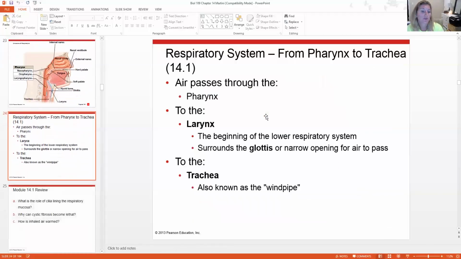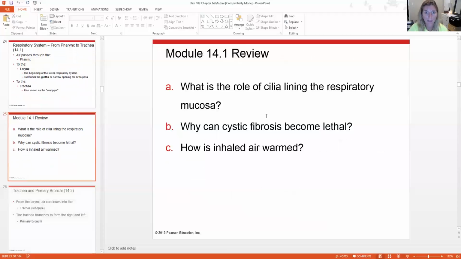So air passes through the pharynx to the larynx. The larynx is the beginning of the lower respiratory tract. This is where the glottis is located. That's the hole that allows for the opening of air to pass. And then to the trachea, which is also known as our windpipe.